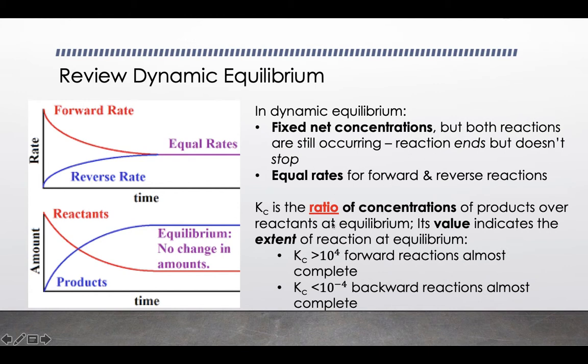At equilibrium, the numerical ratio of concentrations of products over reactants is defined as the equilibrium constant. The value of the constant indicates the extent of reaction at equilibrium. So when Kc is large, it means the forward reaction is almost complete. And when Kc is small, it means the backward reaction is almost complete and the forward reaction is almost non-existent.